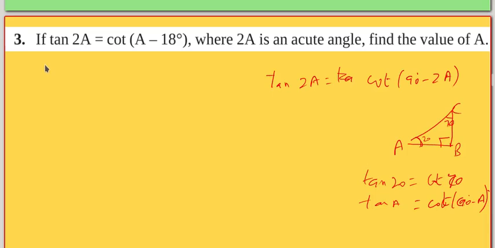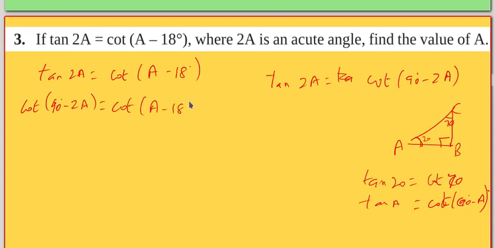It is given that tan 2A equals cot of A minus 18 degrees, where 2A is an acute angle. We have to find the value of angle A. If we bring both in terms of cot, this tan 2A will be cot of 90 minus 2A, 90 minus the given angle. The right side we write as it is, cot of A minus 18 degrees.